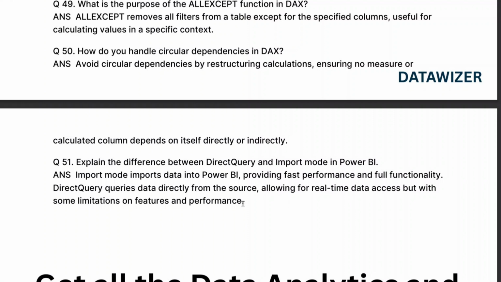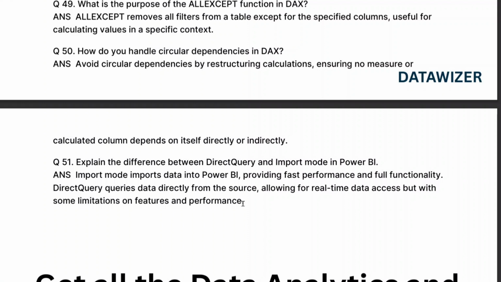Import mode imports data into Power BI, and this data will be present inside Power BI Desktop. So it will provide fast performance because the data is already there, and it will give full functionality to all the DAX measures and everything that you can do in Power BI, whereas DirectQuery gets the data directly from the source. So basically it is like a connection to the data source, in which you will not have the data in Power BI Desktop, but you will get the data when you query the source.